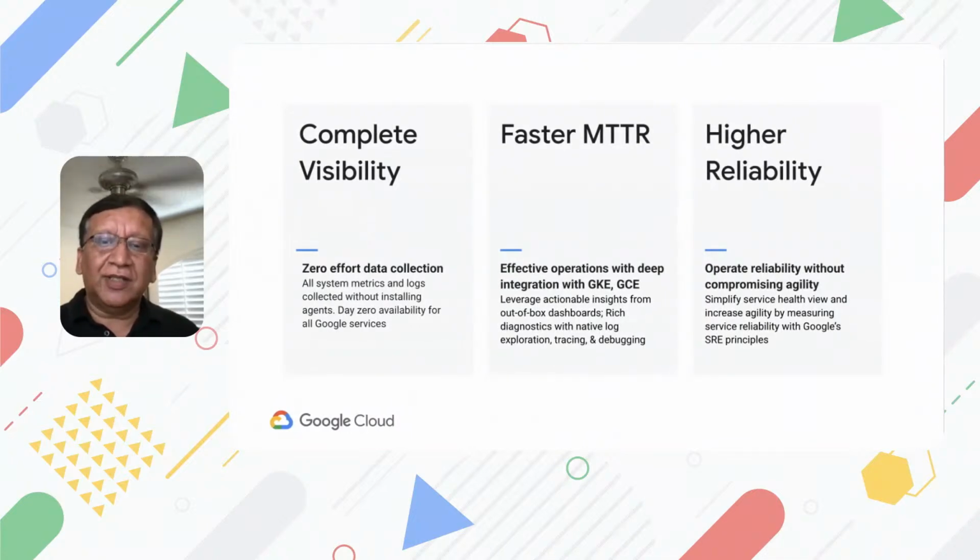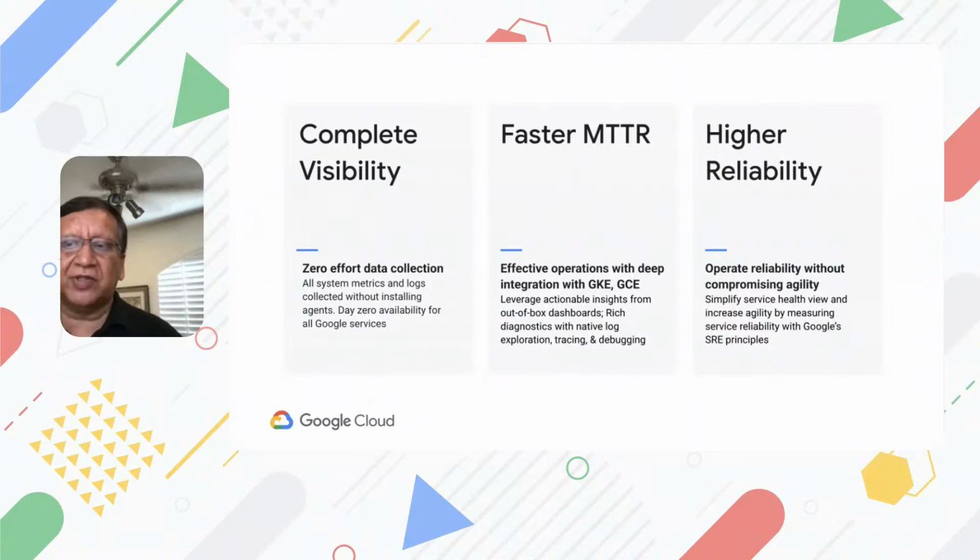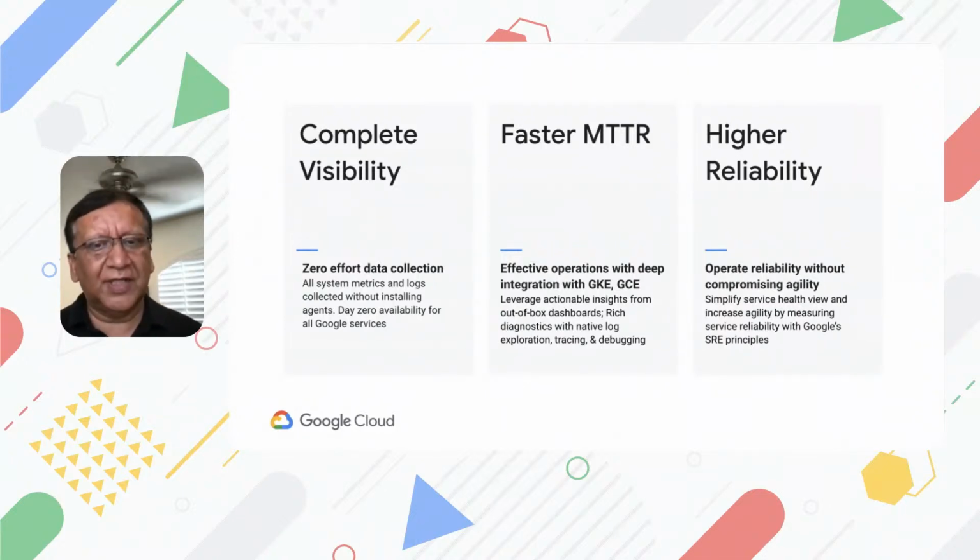By tightly integrating this observability data with GKE and GCE resource pages, and by providing rich out-of-the-box dashboards that aggregate logs, metrics, and Kubernetes events in one place, we enable effective operations and faster MTTR. Users do not need to navigate to multiple services and can easily correlate the different signals because they're all available in one place. Lastly, using service monitoring capability in cloud operations, users can implement SRE principles. This enables Kubernetes developers to achieve high velocity of releases without compromising service reliability.